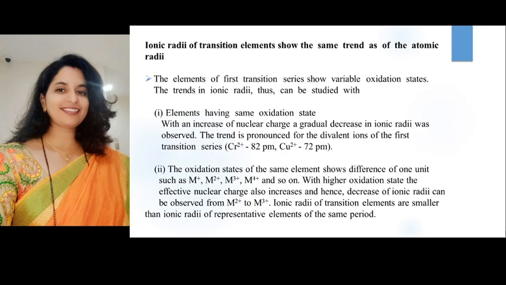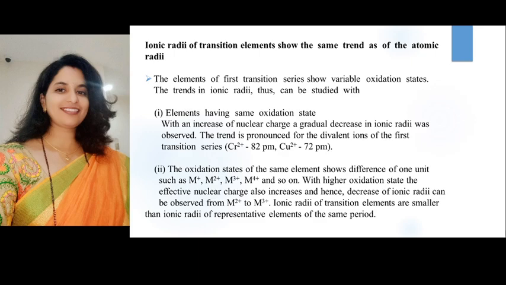Next, the oxidation states of the same element show a difference of 1 unit, such as M+ ion, M2+ ion, M3+ ion, M4+ ion, and so on. With higher oxidation state, the effective nuclear charge also increases, and hence a decrease of ionic radii can be observed from M2+ to M3+ ion. Ionic radii of transition elements are smaller than ionic radii of representative elements of the same period.